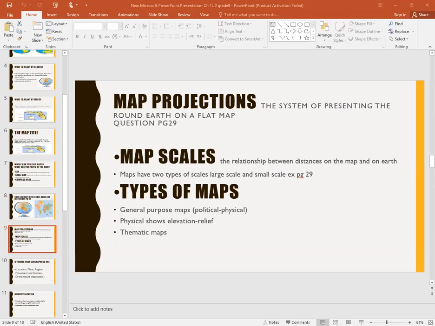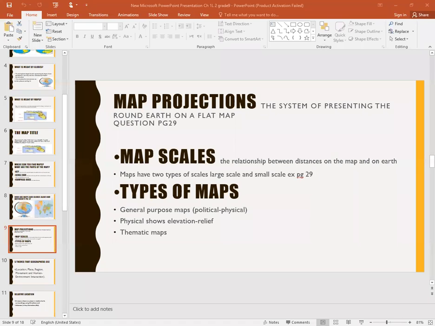Of course, the political maps will show us the boundaries between countries and states. Also the locations, okay? This is the political maps. But the physical maps will show us many physical locations, sizes, shapes of features. Also, the physical maps show us two important things, which are elevation and relief.